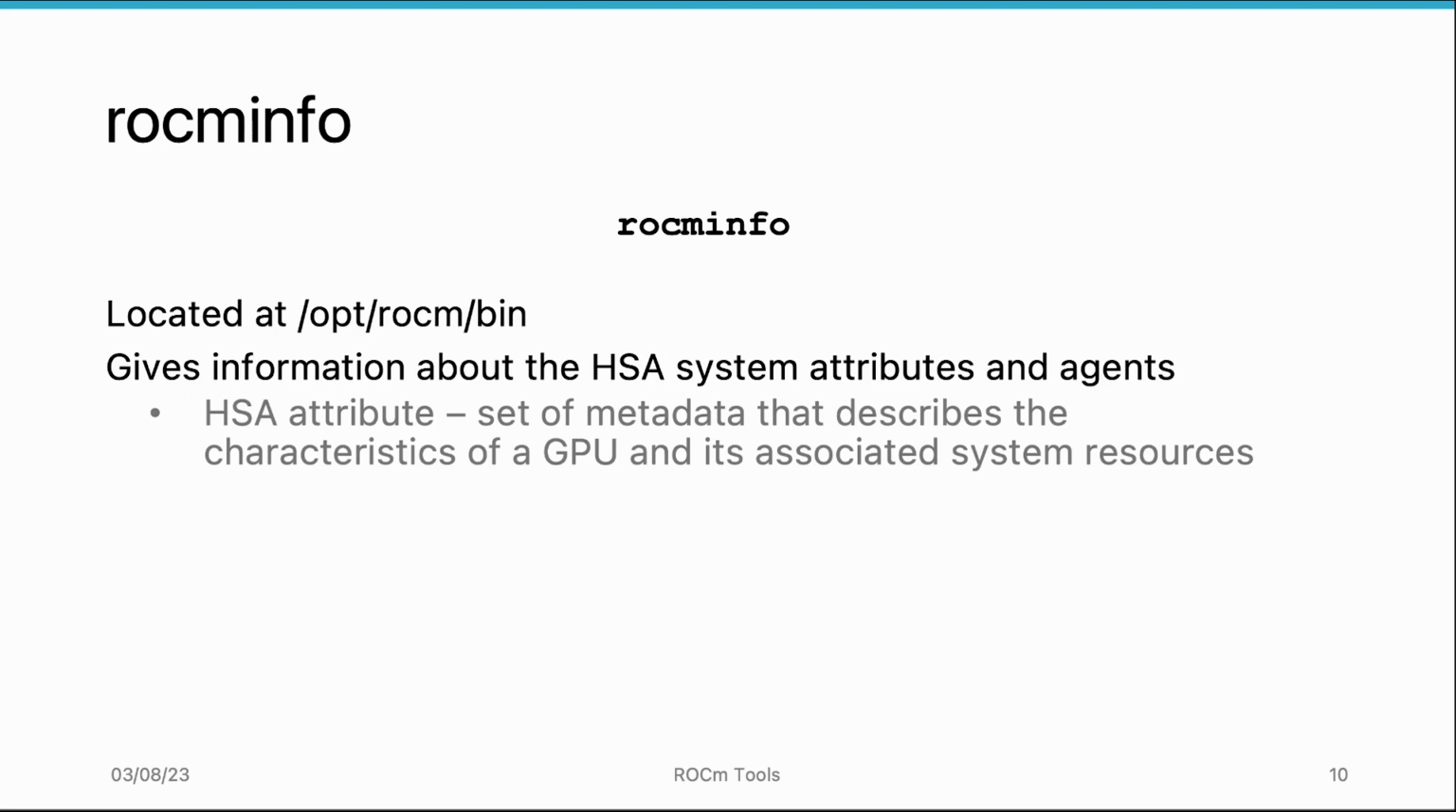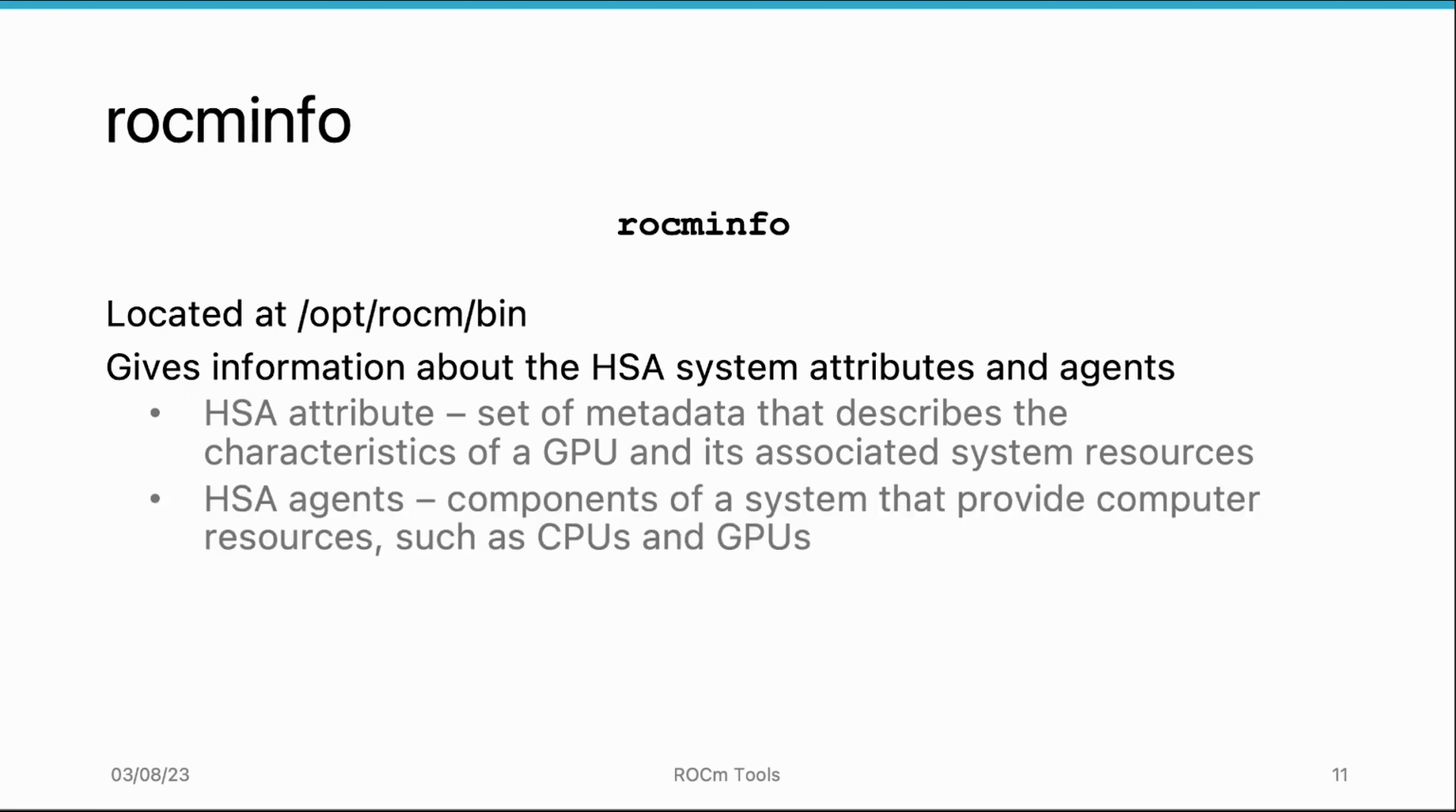HSA agents serve as the backbone of a system, supplying essential compute resources like CPUs and GPUs. In ROCm, HSA agents can be broadly categorized into two types: CPU agents and GPU agents. GPU agents refer specifically to the AMD GPUs that are supported by ROCm.